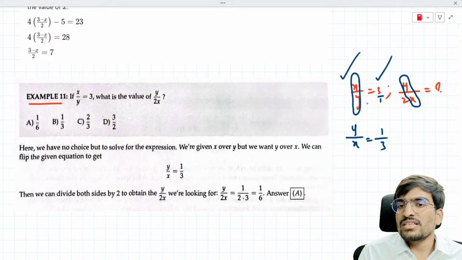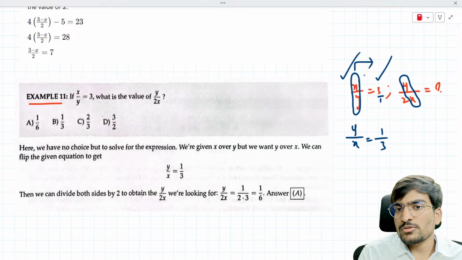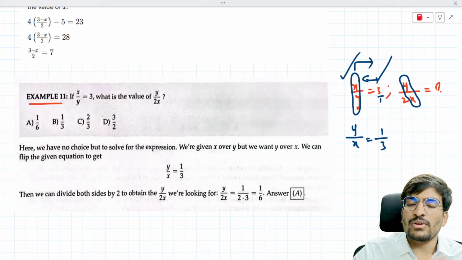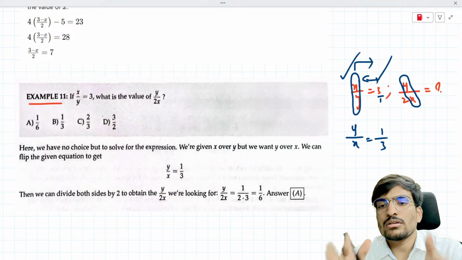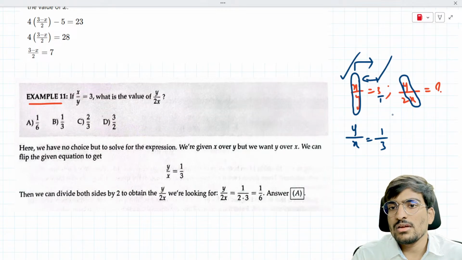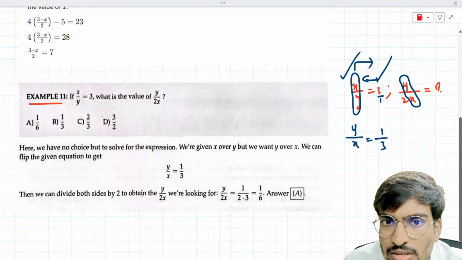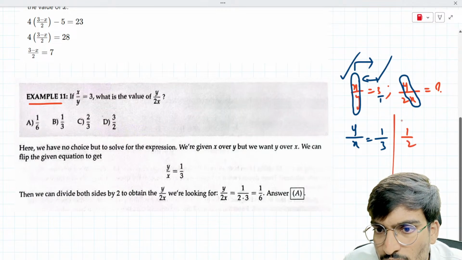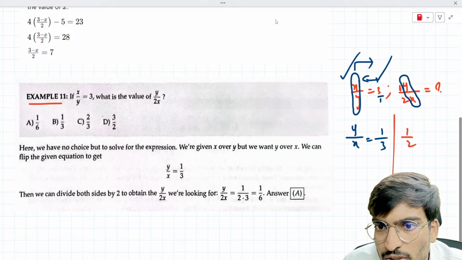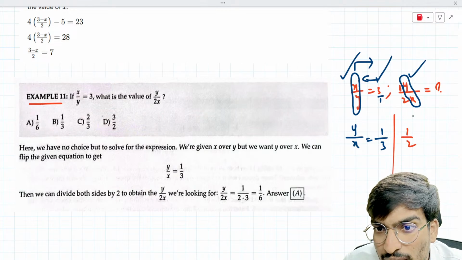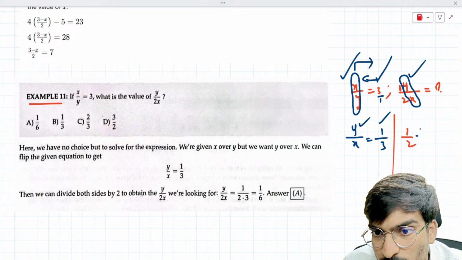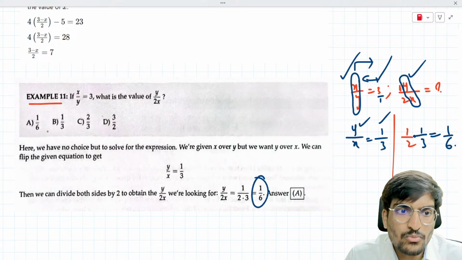That is one thing. Or else you can transpose also. If you transpose this, it will become y by x. If you transpose 3 by 1, it will become 1 by 3. You can do the transpose or just flip it on both sides. So what I'll do is, in the place of this 1 by 2, I'll just write 1 by 2, and in the place of y by x, I'm going to write 1 by 3. So 1 by 2 times 1 by 3 is 1 by 6. That is the answer, 1 by 6.